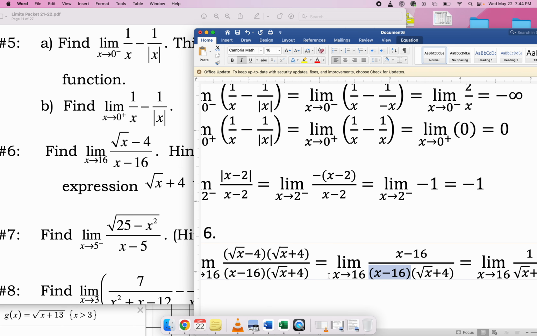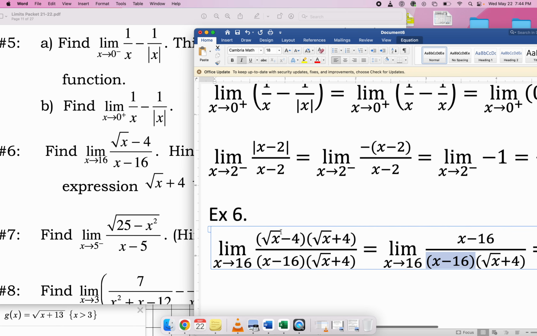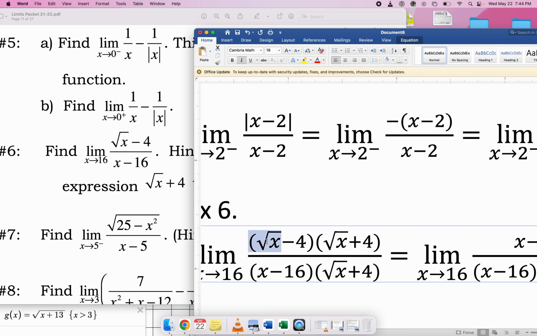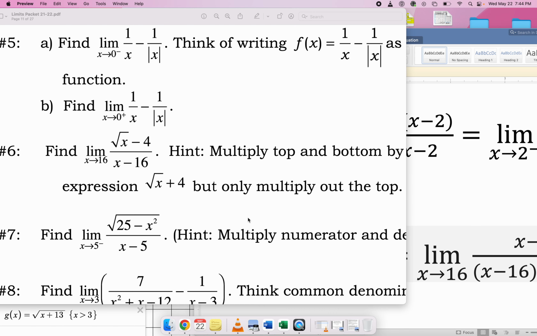And so the other comment about this problem type is you only want to multiply out the root expression multiplied by its conjugate, okay? The other part of the fraction, which is just some other expression times the conjugate of the root expression, leave that in factored form, okay? You want to leave that in factored form.